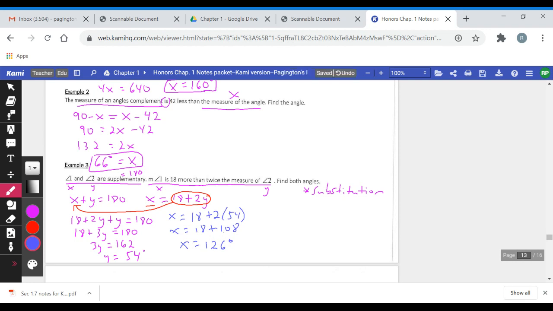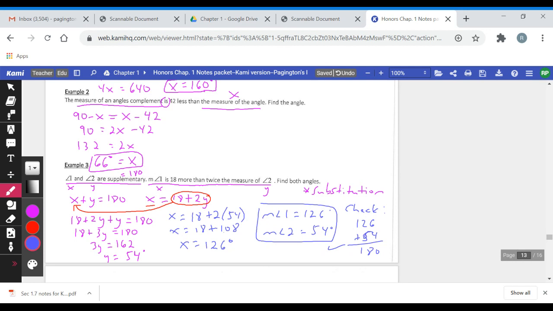So here are my two angles. I can say that the measure of angle 1, I said was x, and I found out x is 126. Angle 2, I called y, so I found out that y is 54. And so that's my answers. Again, if I want to do a quick check, I can add those two angles up, 126 plus 54, and show that that equals 180. And since it does, then I know those are right.